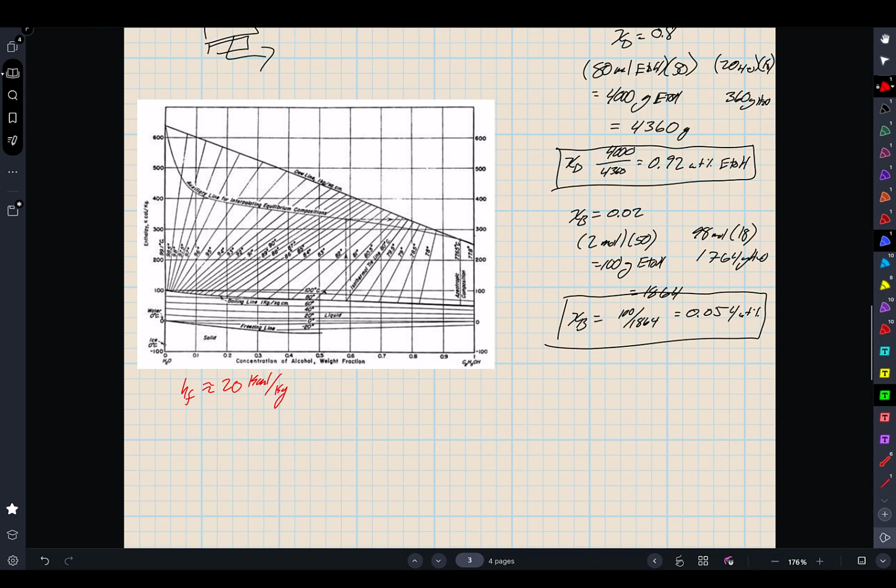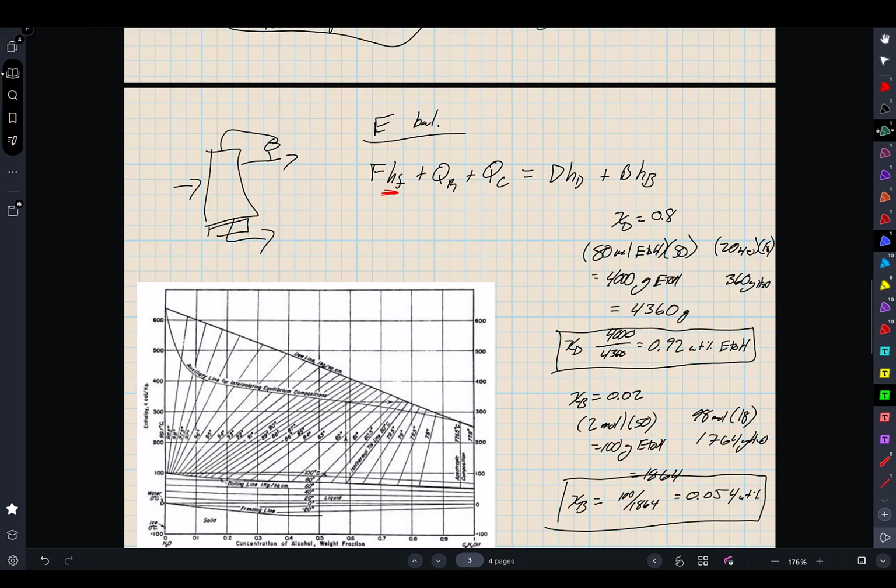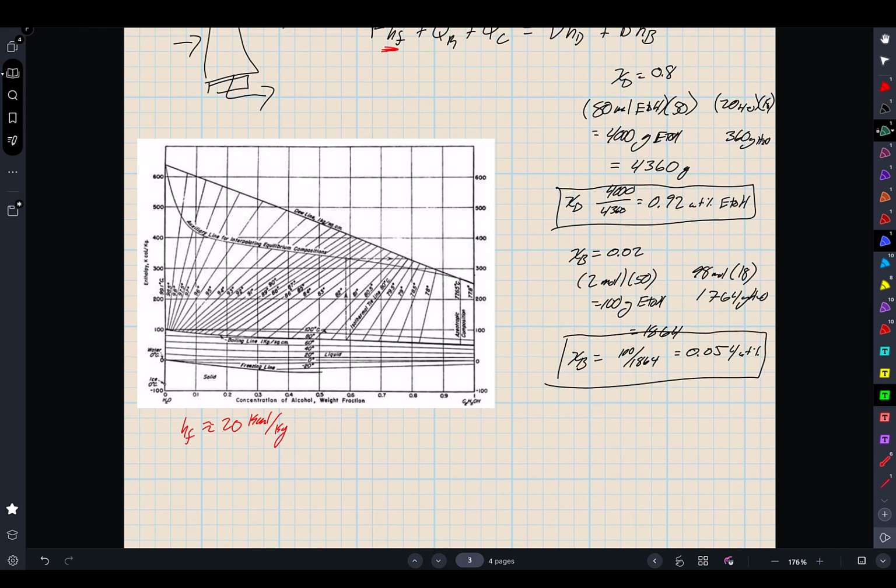For XD, the statement says that this is returning reflux as a saturated liquid. That means our distillate must also be coming as a saturated liquid as well. So we go to our 0.92, which is just a little bit outside of our 0.9, and we go to the saturated liquid range, and it's right there approximately. So we would say that that's approximately 55. So our enthalpy for our distillate is approximately 55.